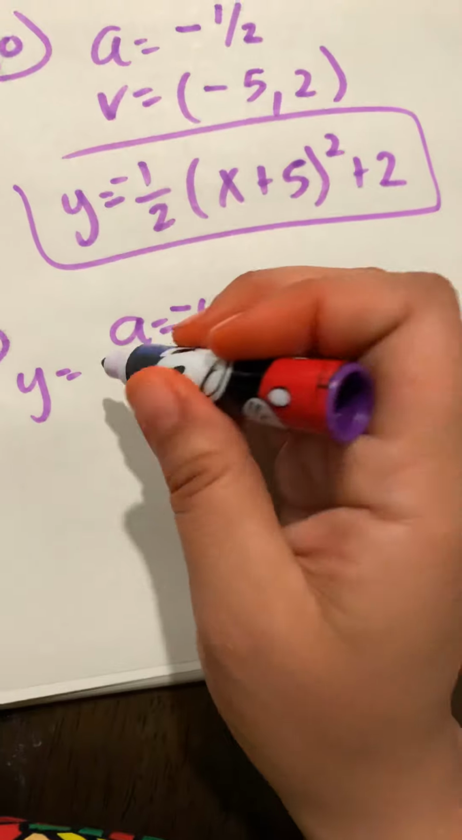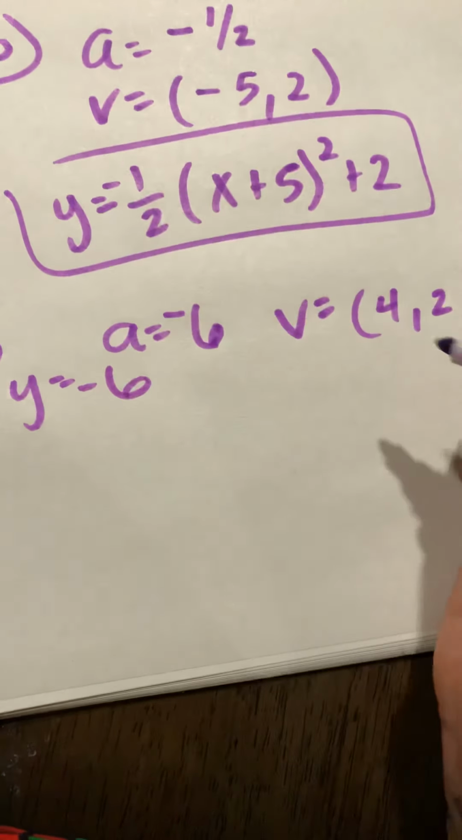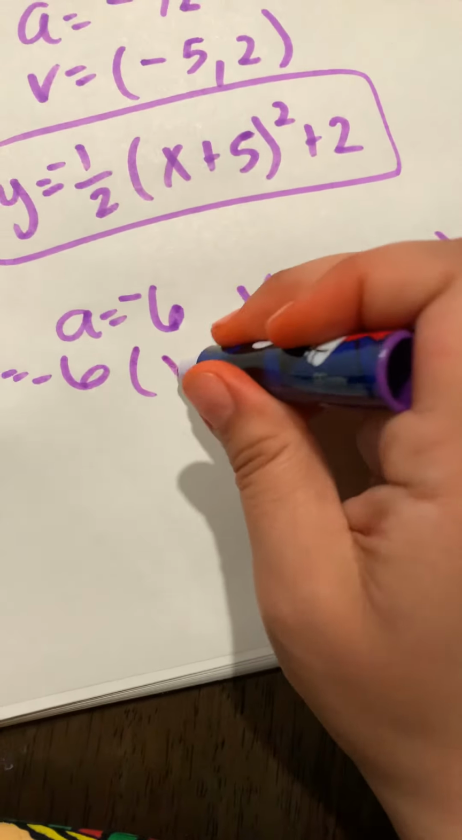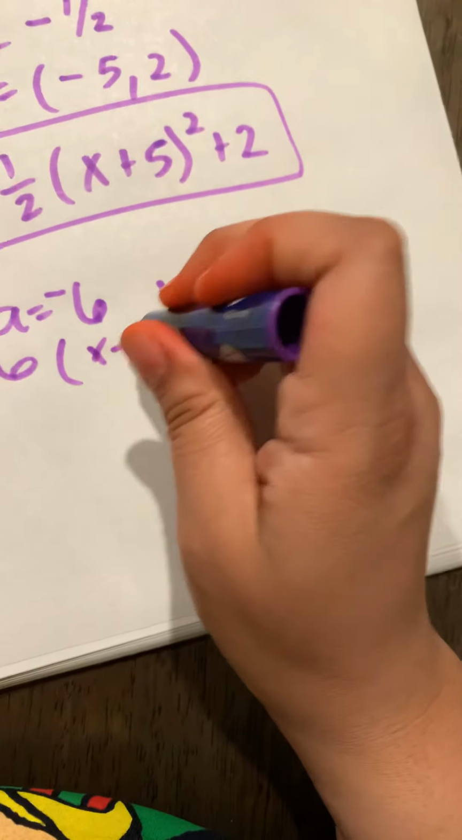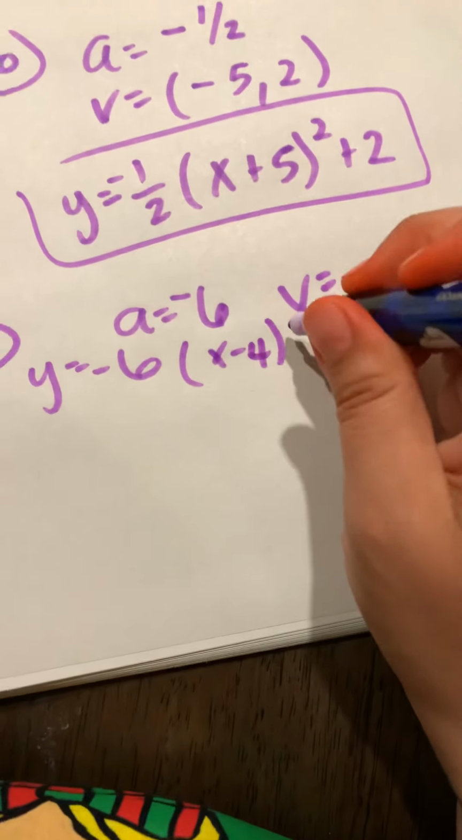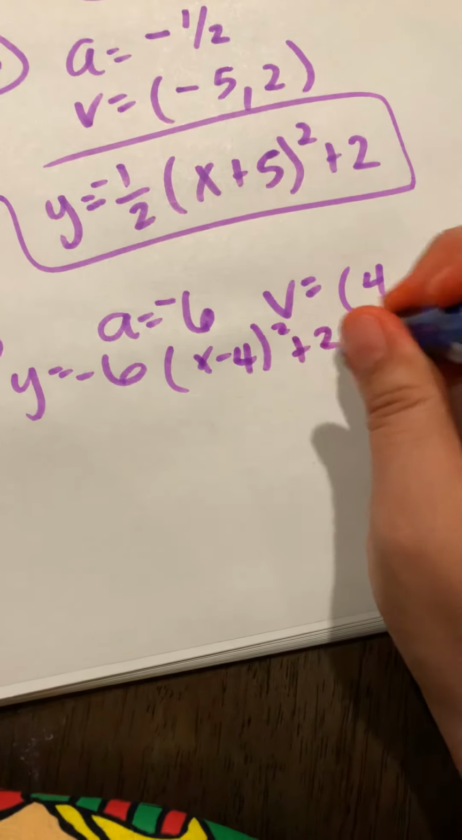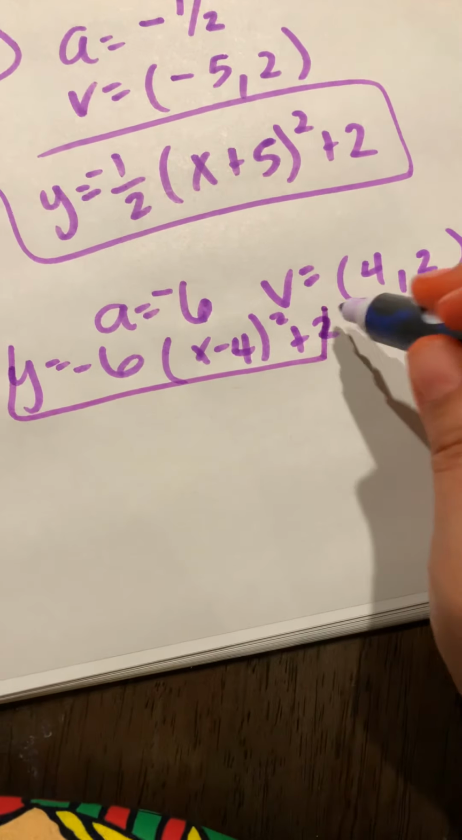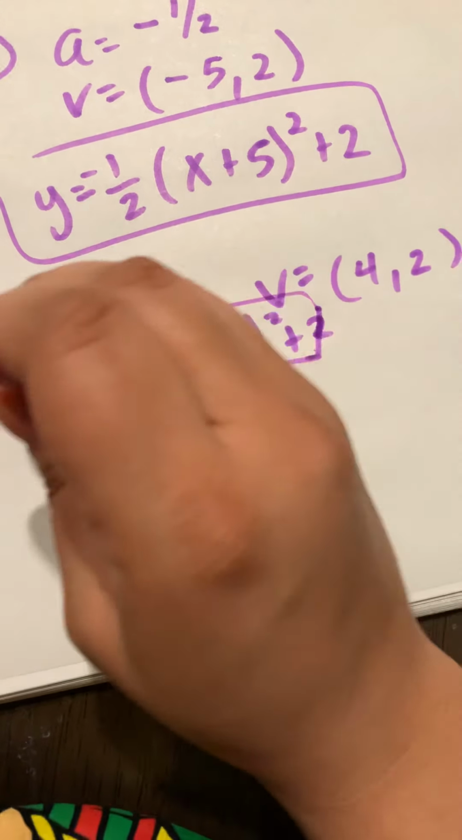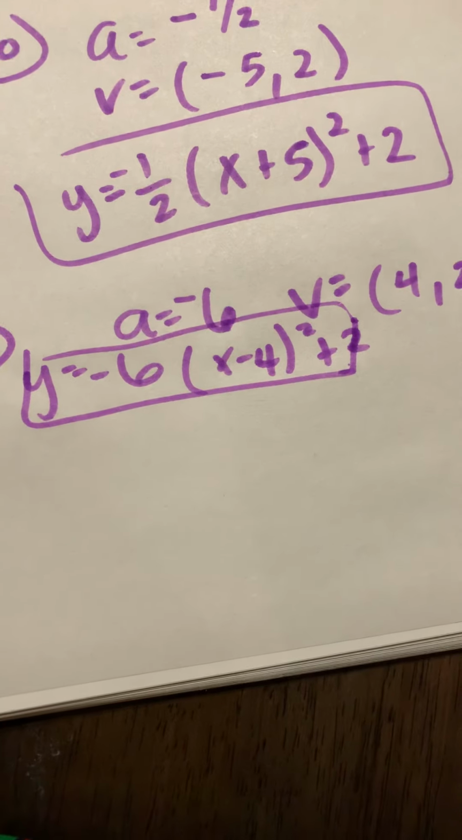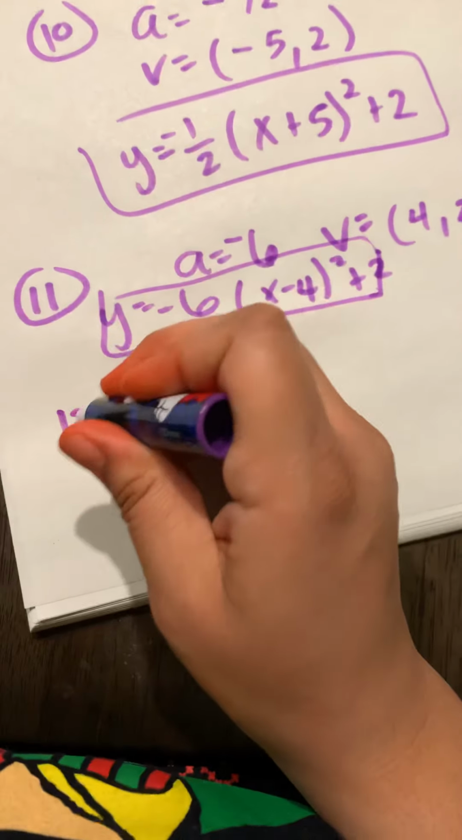So now we can write the equation. So y equals -6 (x minus 4) squared plus 2. Oops, my bad. So that's number 11.